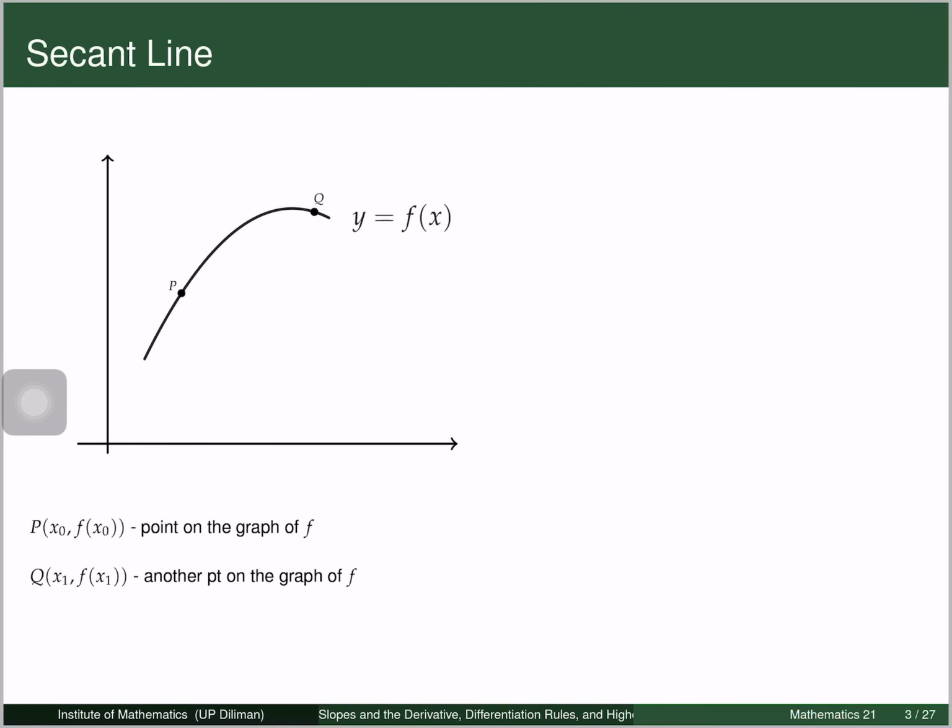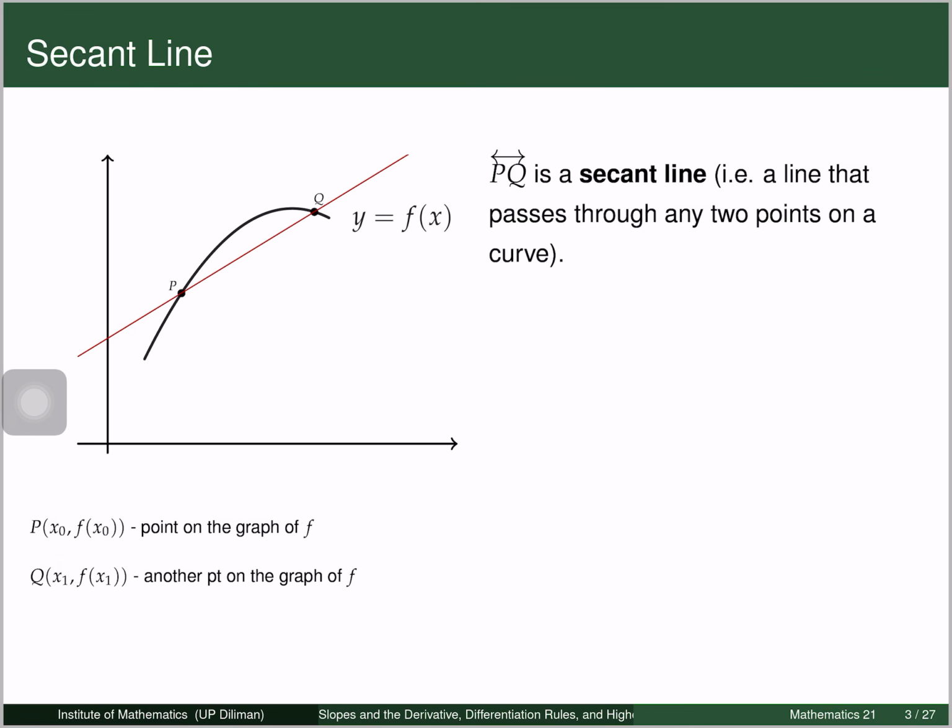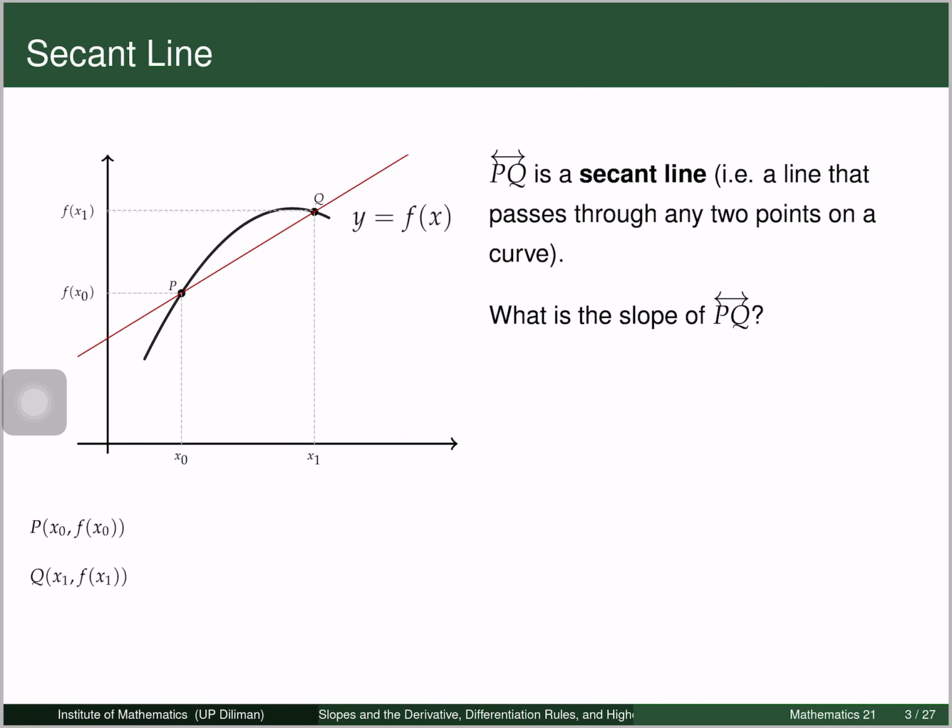So to answer this, let's consider the following curve and 2 points on the curve, P and Q. So take note of the coordinates. So when we connect those 2 points, that is what we call a secant line. Our next question is, how do you compute for the slope of this secant line? So recall that the slope is computed from the differences of the y's over the differences of the x. So we have this formula.